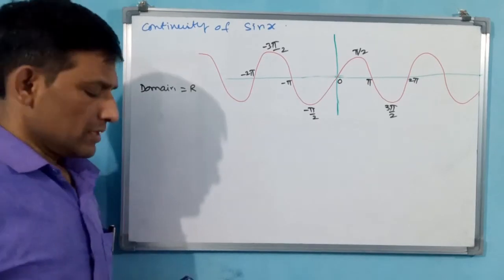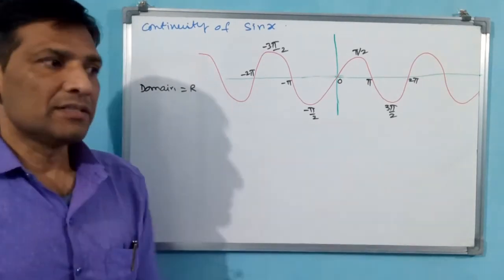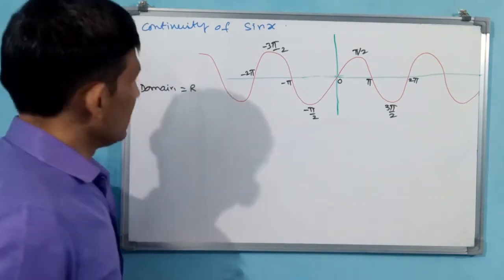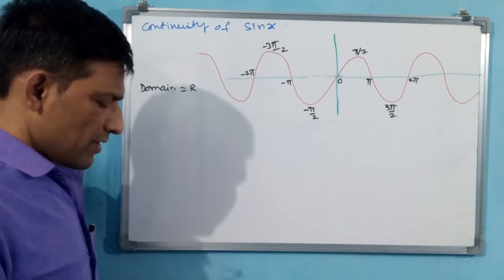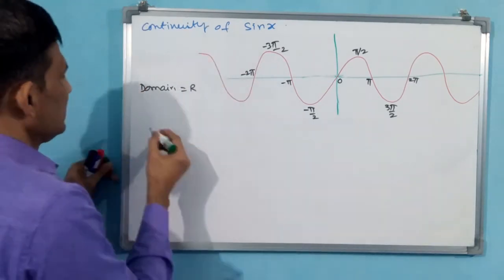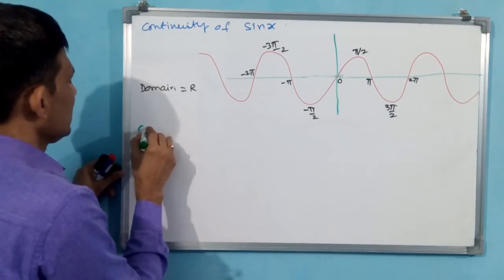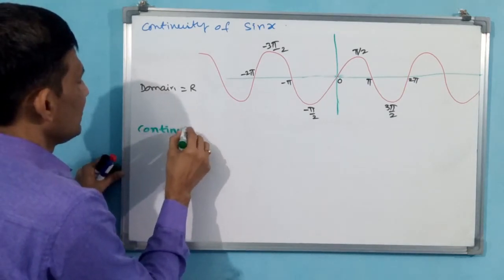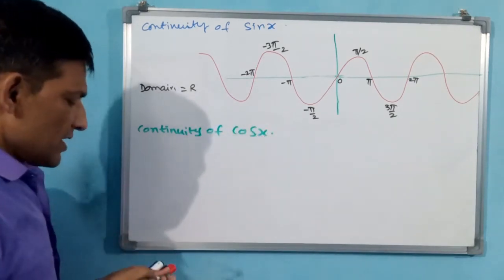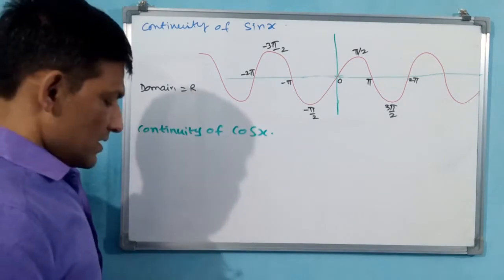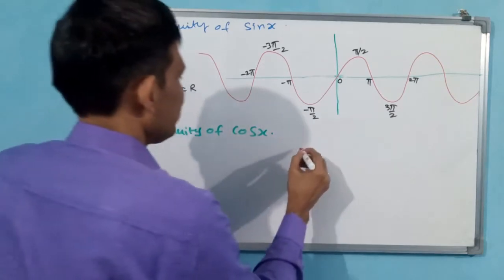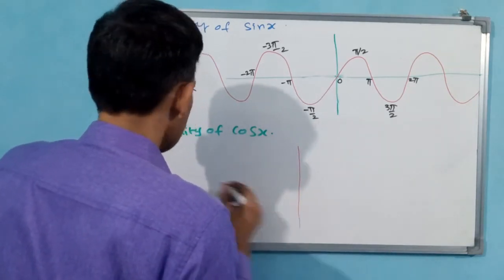Okay. Now let us see the cos x also, the continuity of the cos x function. Let me draw it. I am writing, you see, continuity of cos x. Okay. Continuity of cos x. Cos x also we will see for continuity. See how I am plotting the graph.